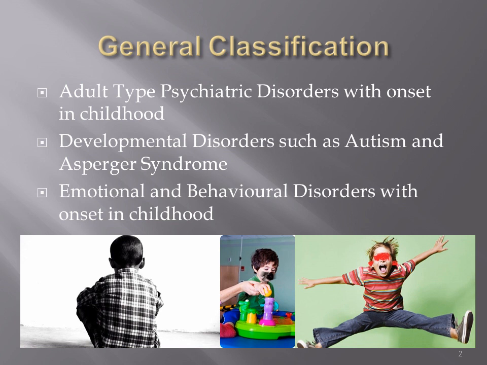So when we come to child psychiatry, we have to see what type of disorders are there. Some disorders are of the nature that they are very, very similar to the adult mental health disorders, and some disorders are of developmental type which originate in childhood, while a third category of disorders is emotional and behavioral disorders with onset in childhood.